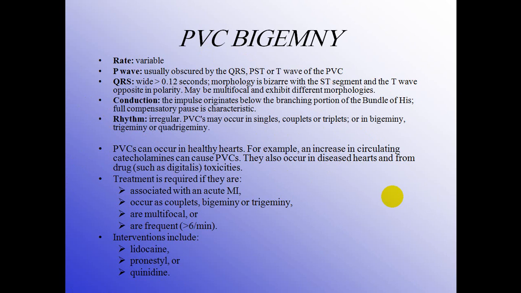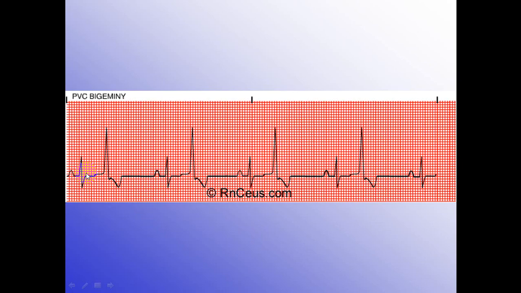Treatment is required, though not always, if they are associated with acute MI. We will see how dangerous it is in certain situations. Treatment is needed if they occur as couplets, bigeminy, or trigeminy, are multifocal, or are frequent, more than 6 to 10 per minute. Interventions include lidocaine, class 1, propranolol, or quinidine, class 1. So if we look at this, this is the normal sinus rhythm: P wave, QRS complex, P wave, QRS.